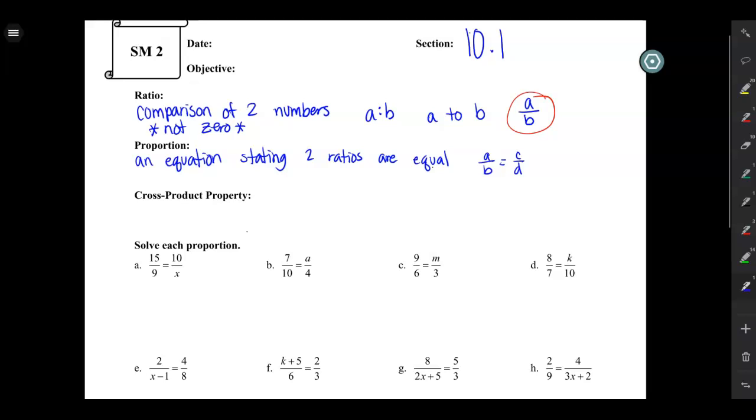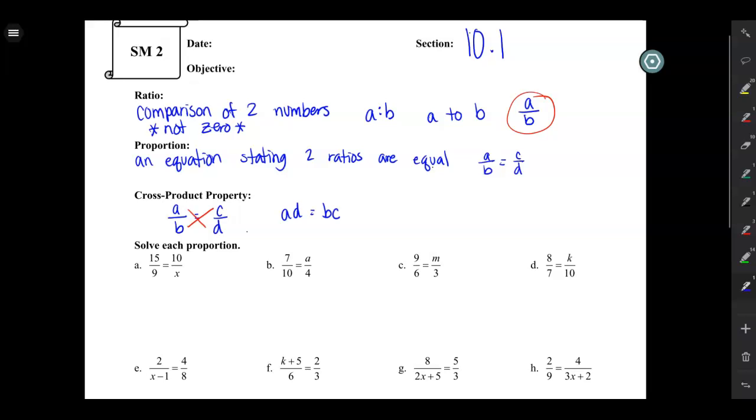Now the cross product property is sometimes called cross multiplying. And what it does for us is it allows us a way to solve proportions. So if we have this proportional statement, A over B equals C over D, and we want to get rid of the fractions so that we can deal with just the numbers, what we can do is what's called cross multiplying. You multiply the top of one fraction with the bottom of the other. So we get AD, and then you multiply the top of the other fraction with the bottom of the first. So AD equals BC. And it doesn't matter if you write it as AD or DA or BC or CB, as long as you get the A and the D on the same side of the equation and the B and the C on the same side of the equation.